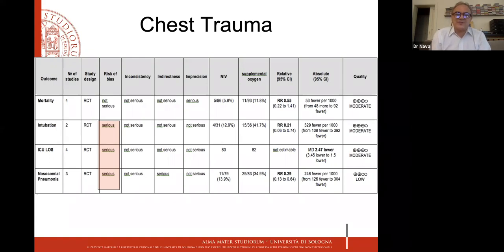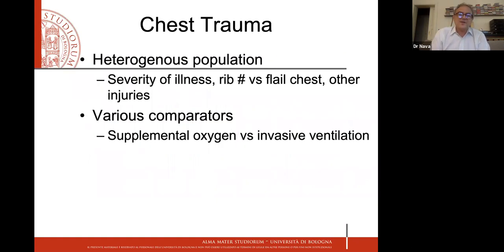The relative risk for mortality was 0.55, so it was pretty impressive. But we need to recognize that all the studies, as I said before, have some problems in their design. First of all, the population was very often heterogeneous. The severity of illness was different. The definition of chest trauma was different: rib versus flail chest, pulmonary contusion, other injuries. And then the most important bias, various comparators.